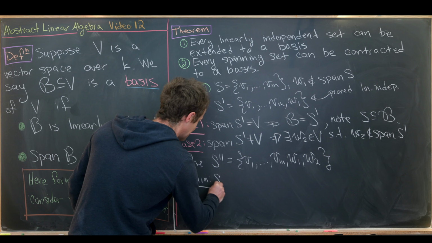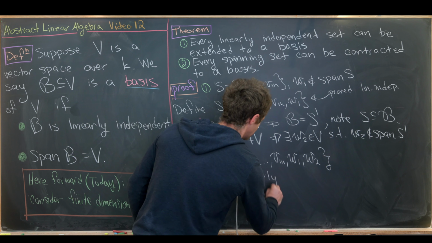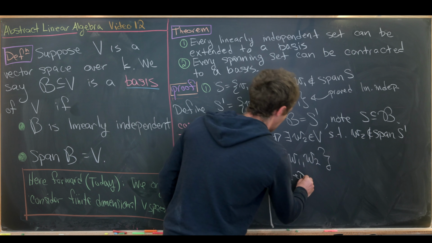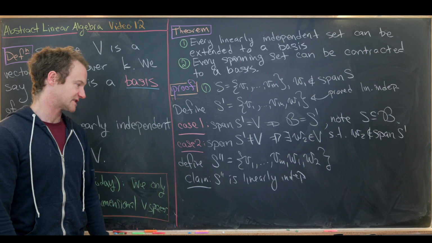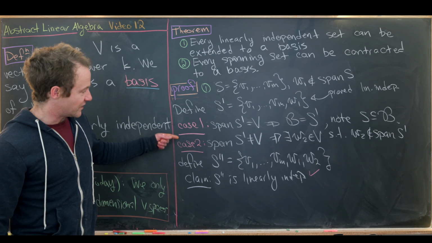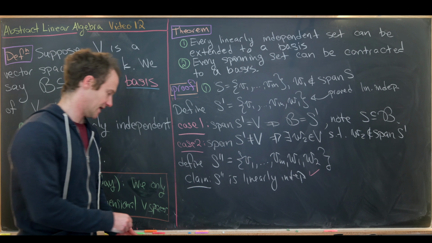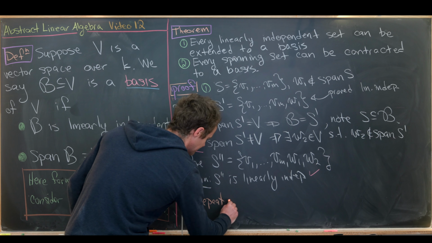Great. Now I'll make the same claim as before. Claim is that S double prime is linearly independent. And that proof goes exactly the same way as the one that we sketched out on the last board. So this will be linearly independent, and then we go through these two cases again. So we want to repeat this whole process.